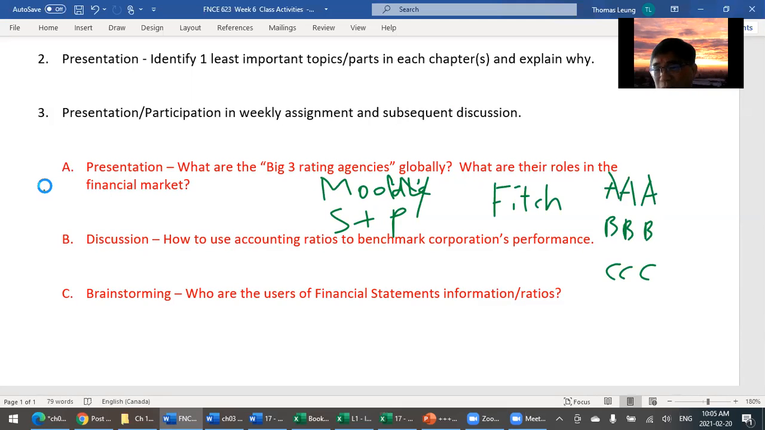Then they will assign the grade, and people will be using those grades to decide whether I lend you money or not, or whether I charge you a higher or a lower interest rate. Because if you have a higher grade, of course, I may charge you a lower interest rate, because the risk level is low. But if your grade is only CCC, then I may charge you a higher interest rate because the risk is higher. So once again, I was wondering if any of you have ever worked for these companies.